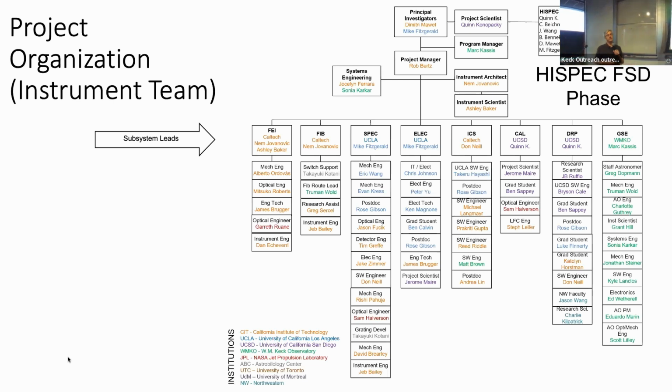Quinn Konokaki is our project scientist, and we have a host of people at the executive level responsible for the project. We have multiple subsystems, a lot of subsystem leads, a lot of activity at Caltech, UCLA, UC San Diego, and the observatory, as well as contributions from other partners. We have an additional science team, which I'm not going to go into because we're in the midst of full-scale development of this instrument.